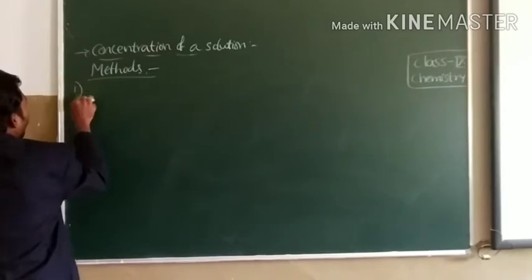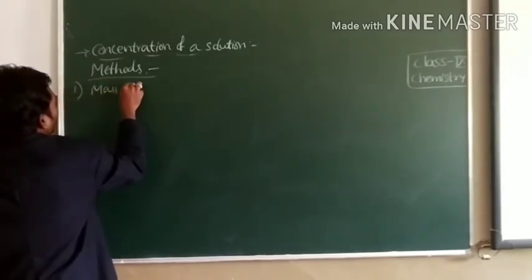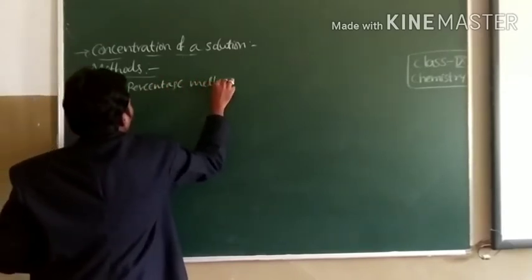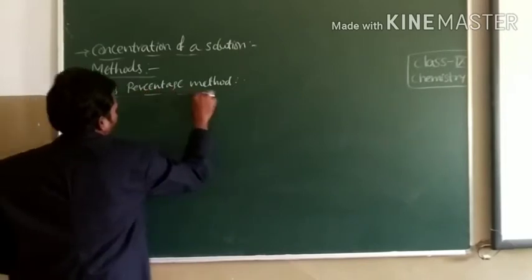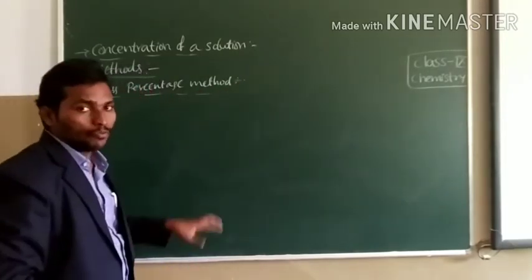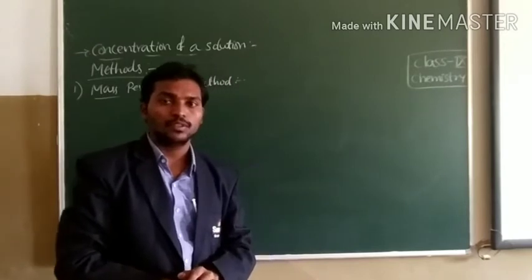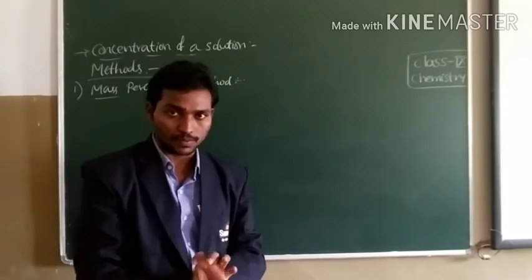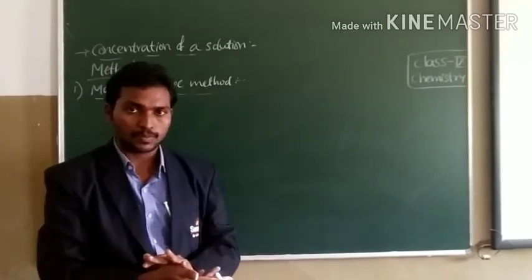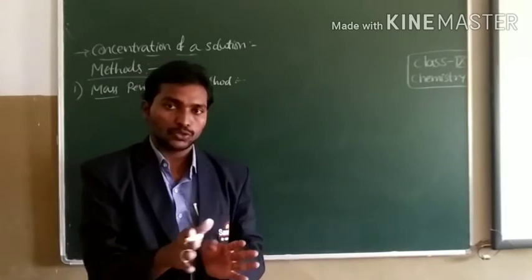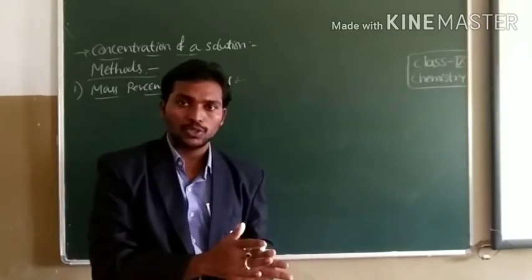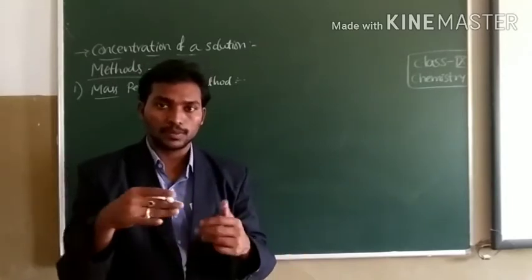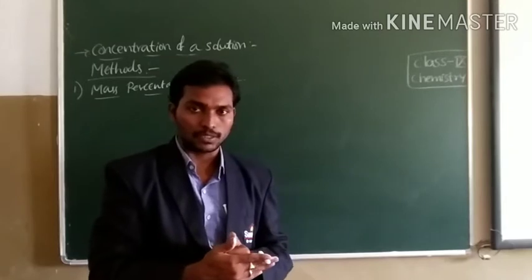First method, mass percentage method. We choose the mass percentage method when both solute and solvent are expressed in grams. I am repeating, children. Solute means the lesser component of the solution, solvent means the major component of the solution. When both are expressed in grams, we choose the mass percentage method.